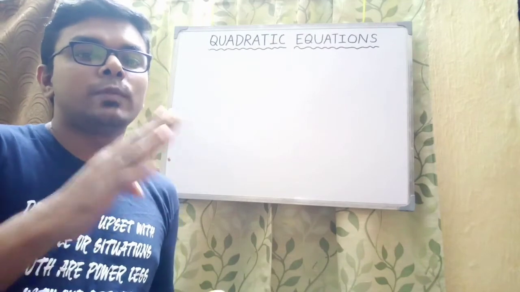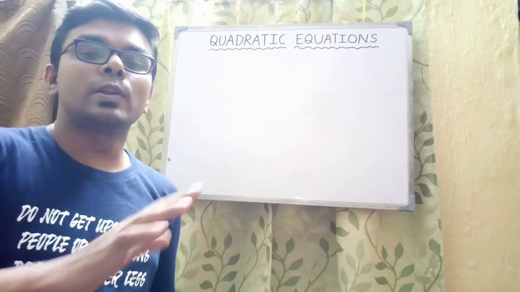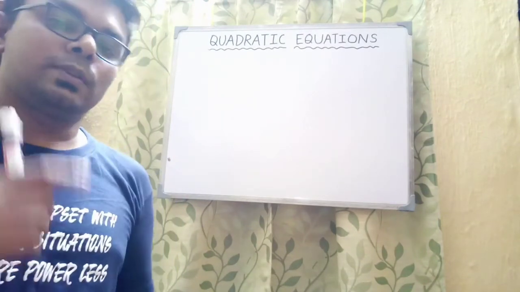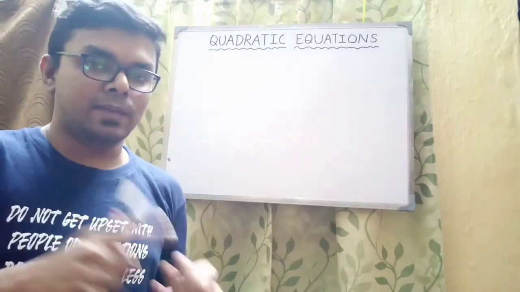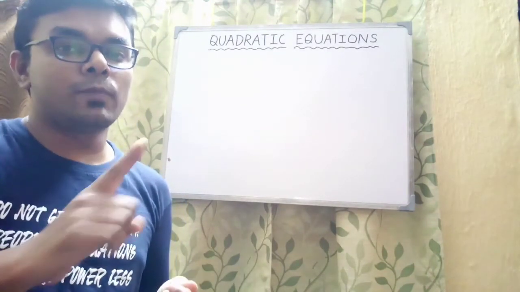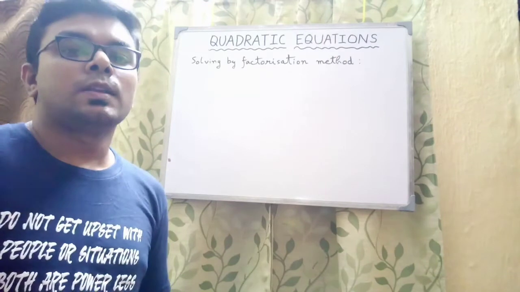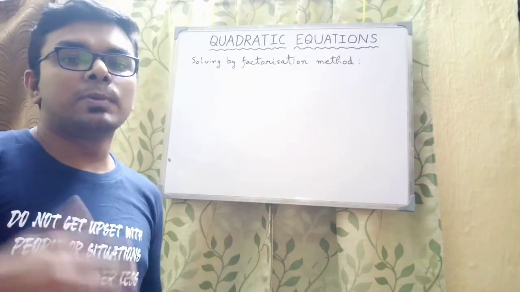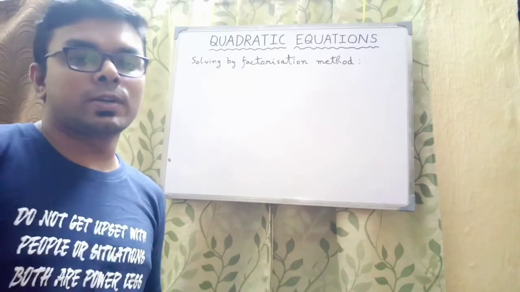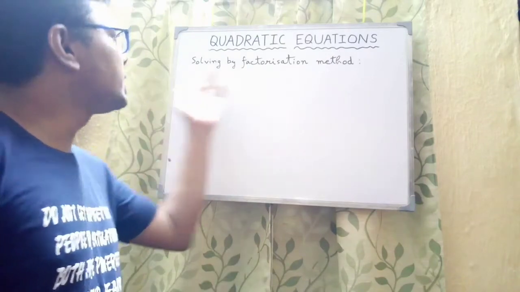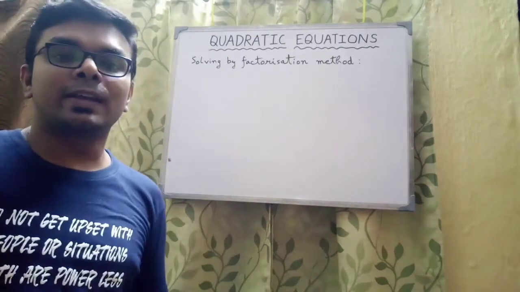So we will be left only with bx plus c equals to 0, which will not be a quadratic equation. So the strict rule is a, b, c can be any real numbers, but a will not be equal to 0. Now we come to that part of the video where I'll be showing you how to solve a quadratic equation. Now here I've written solving by factorization method.